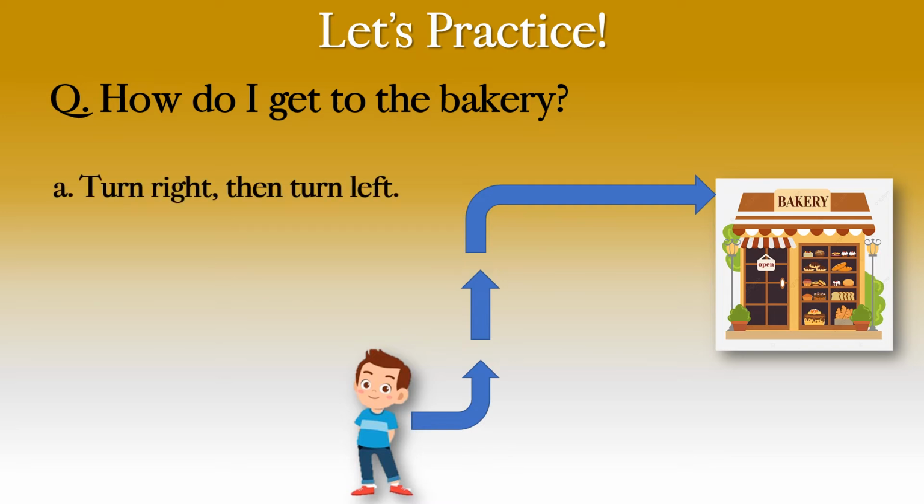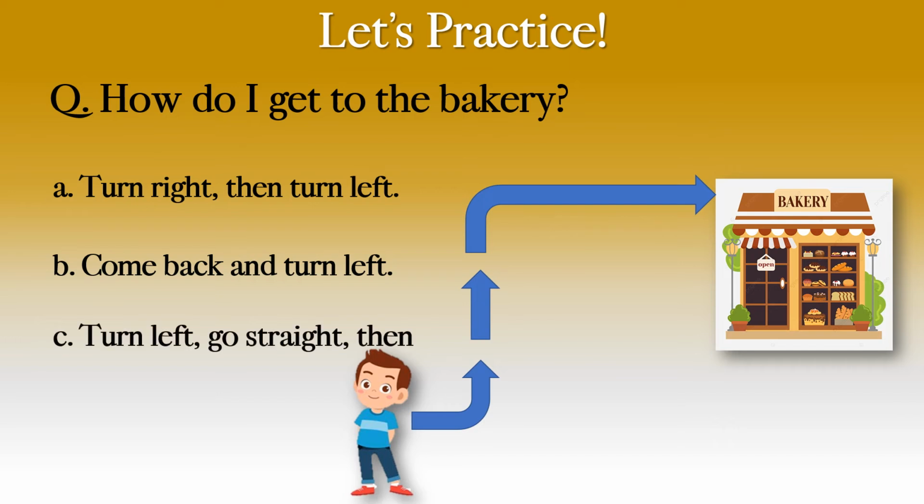So is the answer A, turn right, then turn left, B, come back and turn left, or C, turn left, go straight, then turn right? Is it A, B, or C?